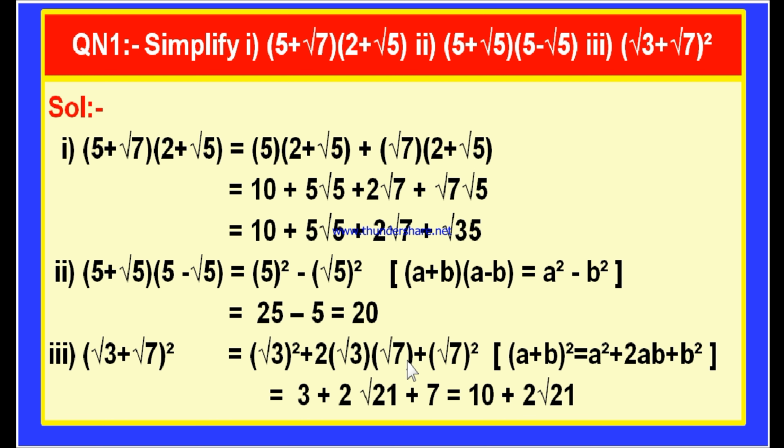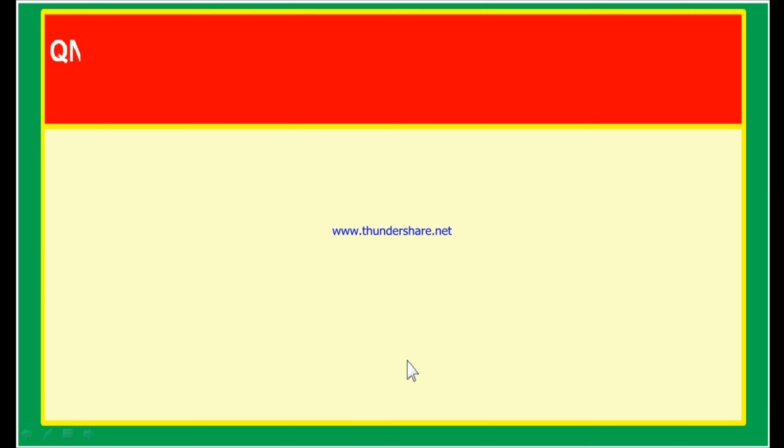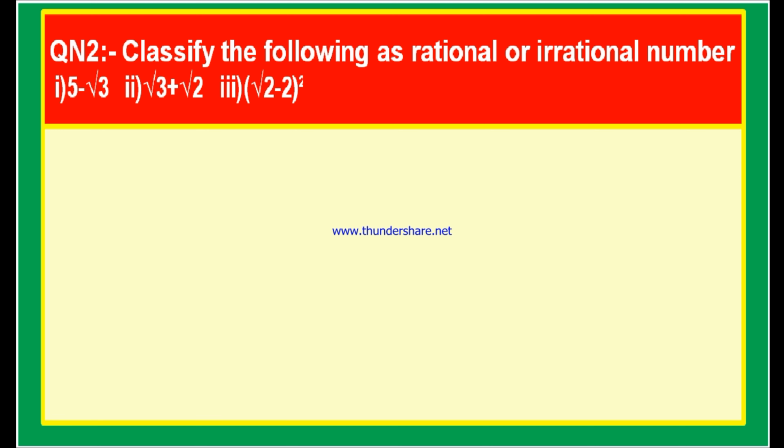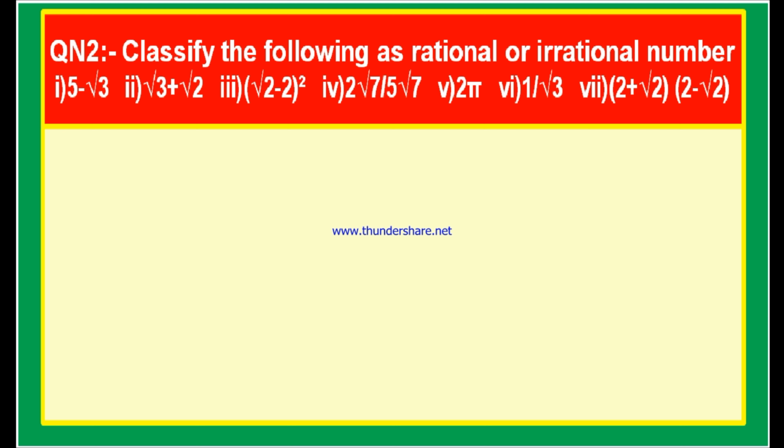This is question number 1. Now let us look at question number 2. Classify the following as rational or irrational numbers. The first bit is 5 minus √3. Second bit, √3 plus √2. Third bit, (√2 minus 2) whole square. Fourth bit, 2√7 by 5√7. Fifth bit, 2π. Sixth bit, 1 by √3. And seventh bit, (2 plus √2) into (2 minus √2).